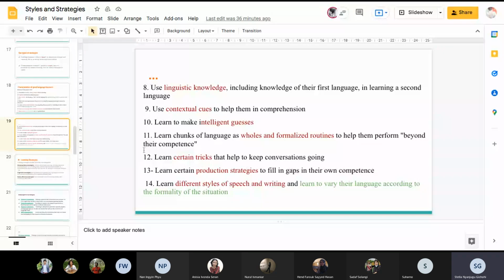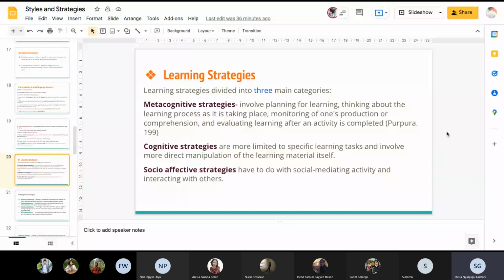So I'm sure even you at some point have used some of these strategies. So we'll begin with the first one. The first one is the learning strategy. Remember we said we have two: learning and communication. And you said that learning is the input, what is coming in. So they're classified into three categories: the metacognitive, the cognitive, and the socio-affective.